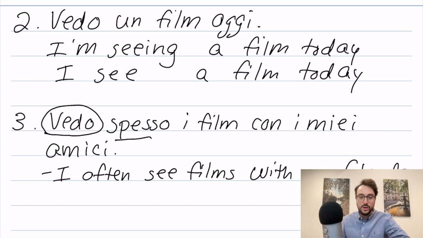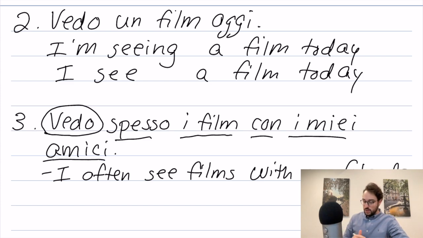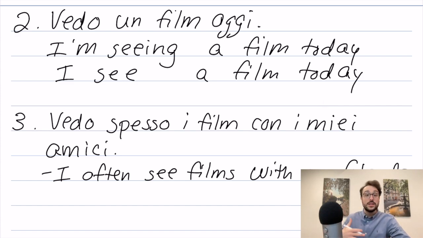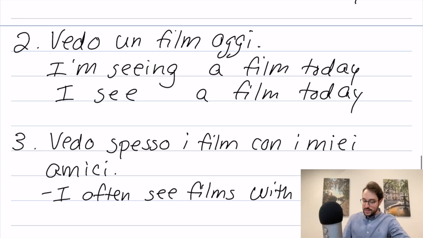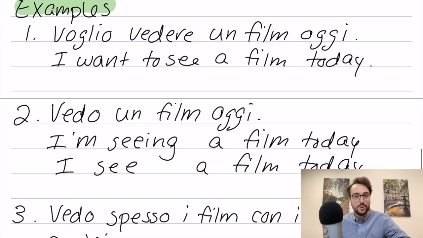Film is a borrowed word from English. They don't change the ending. It's just il film, i film. Con means with. I miei amici, my friends. We will be getting to this in a forthcoming lesson. So there you have it. I often see films with my friends. Another use of the present tense to talk about something that you generally do. It's a general fact or truth, right? Nice. Cool, guys. So I think that is a nice overview of the present tense.